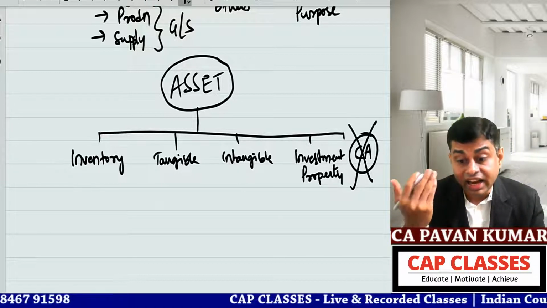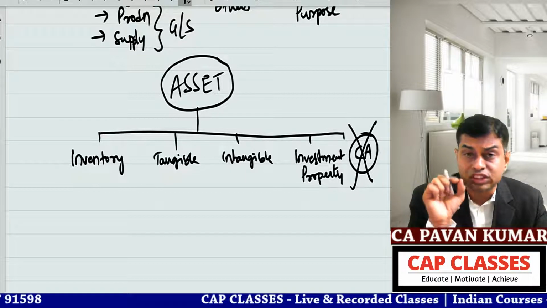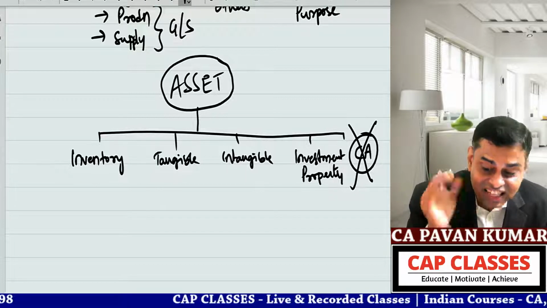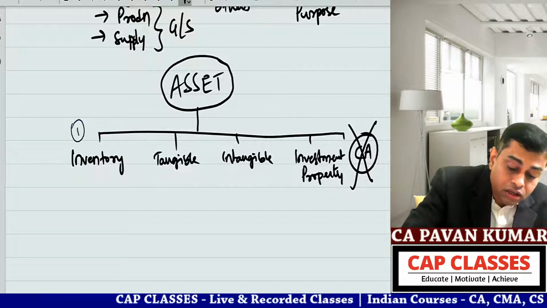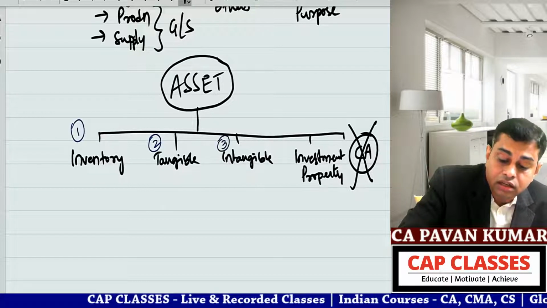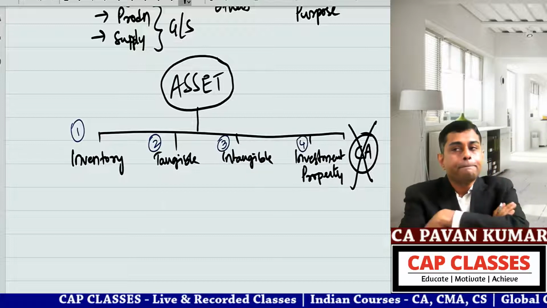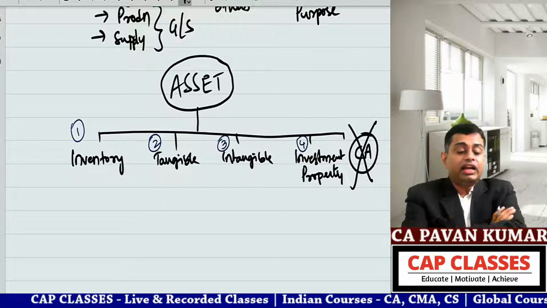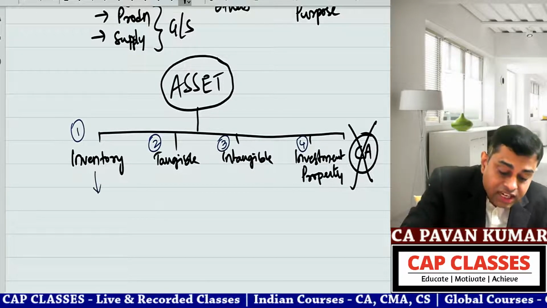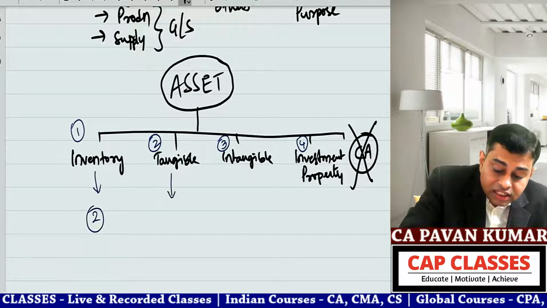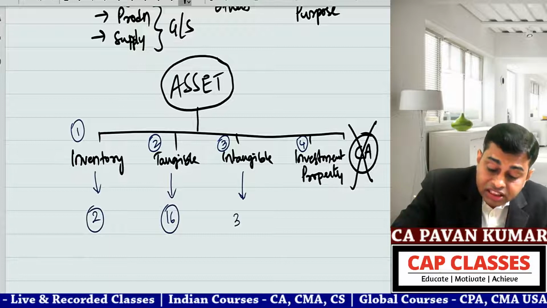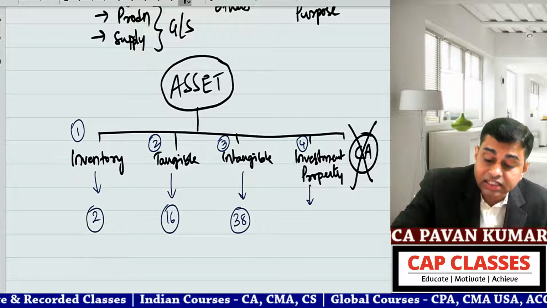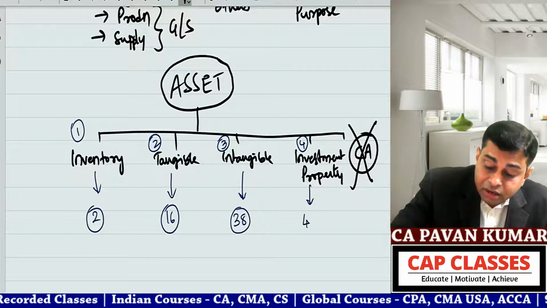So there is another category of asset called contingent asset also. CA is not current asset, CA is contingent asset. But contingent assets we are not writing, so for our purpose there are only 4: 1, 2, 3, 4. There are only 4 categories of assets. Inventory is governed by accounting standard 2. Tangible assets are governed by accounting standard 16. Intangible assets are governed by 38. Investment property is governed by 40.